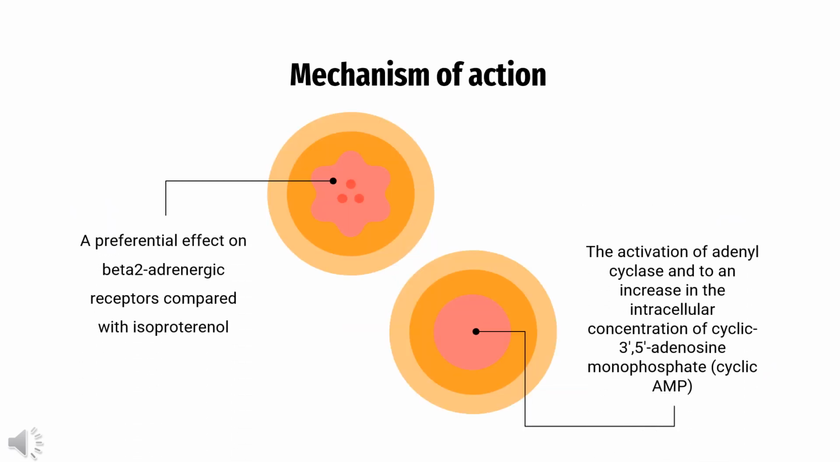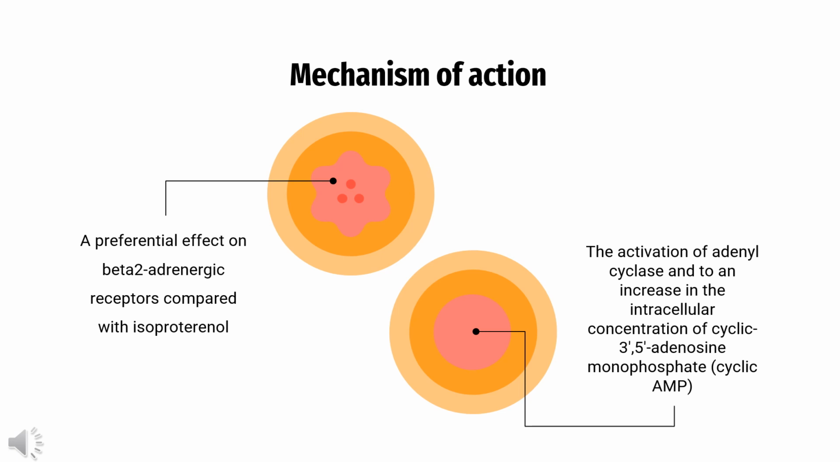Mechanism of action. Salbutamol has a preferential effect on beta-2 adrenergic receptors compared with isoproterenol. Although beta-2 adrenoceptors are the predominant adrenergic receptors in bronchial smooth muscle and beta-1 adrenoceptors are the predominant receptors in the heart, there are also beta-2 adrenoceptors in the human heart comprising 10% to 50% of the total beta adrenoceptors. The precise function of these receptors has not been established, but their presence raises the possibility that even selective beta-2 agonists may have cardiac effects.